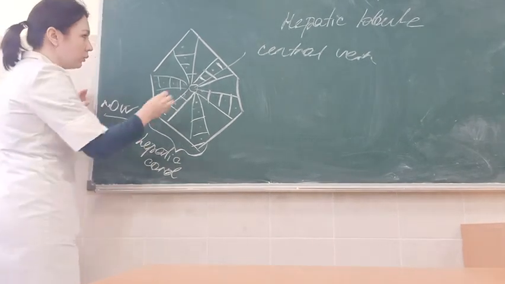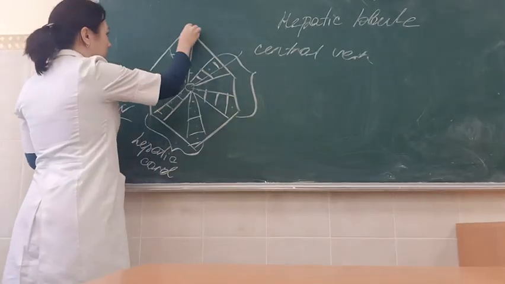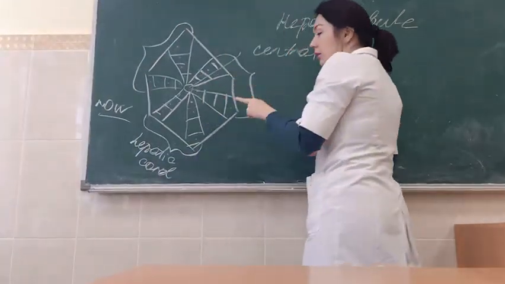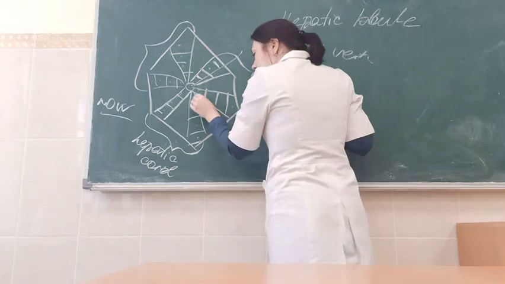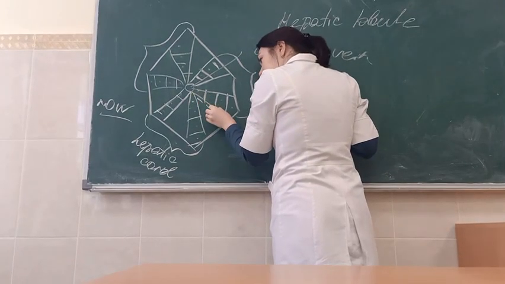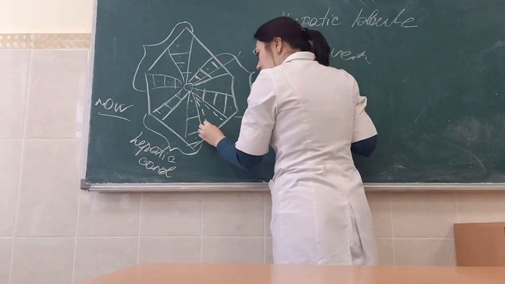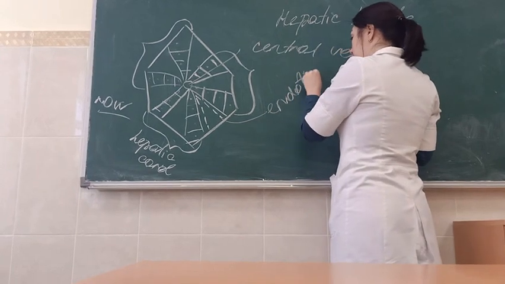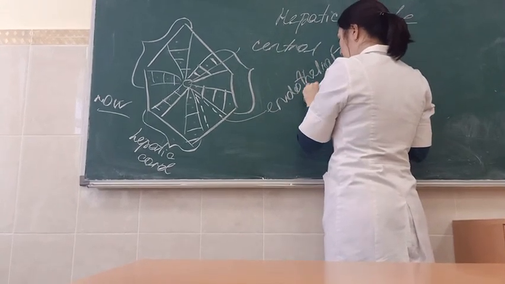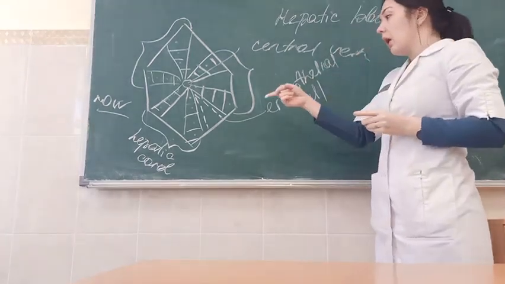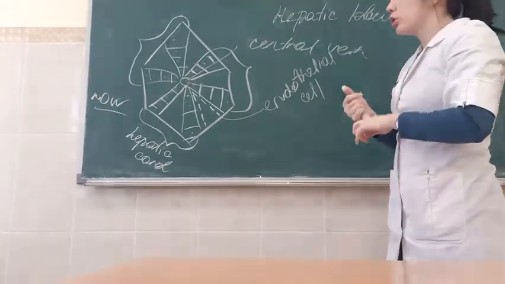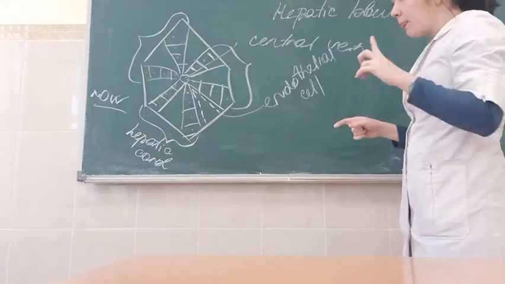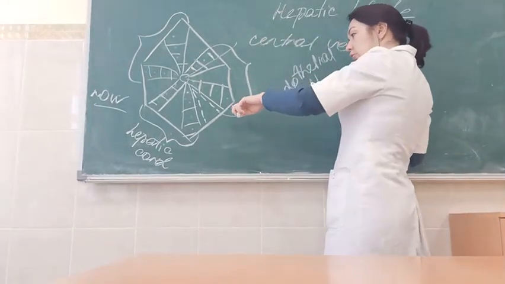This one is a hepatic cord, and this one is a hepatic cord, and this one is also another hepatic cord. So between two hepatic cords, there is a sinusoid. The sinusoid is a capillary, and it has a wall, and the wall of the sinusoid is formed, as in any capillary, by endothelial cells. But usually in a normal capillary there is a basement membrane under the endothelial cells. Here there is no basement membrane, and that's why the permeability of the sinusoid is very high.